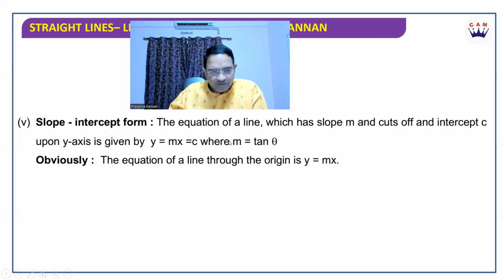Next, very, very important, is called the slope-intercept form. The equation of a line which has slope m and cuts off an intercept c on the y-axis is given by y is equal to mx plus c, where m is given by tan theta. Obviously, if it is passing through origin, then y will be equal to mx. I think this is very commonly used in physics also. Even in chemistry, you will use it. So straight line, in other subjects, we usually don't go by ax plus by plus c equal to 0. We use this only.